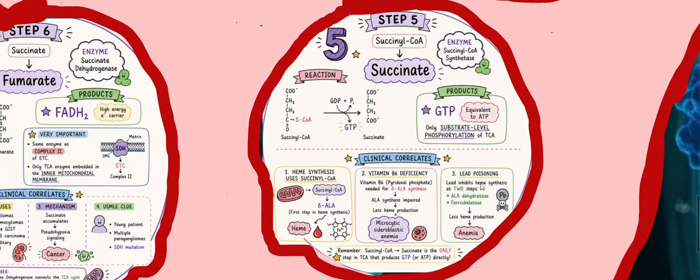And lead poisoning. Lead inhibits heme synthesis at two steps, at the dehydratase step and the ferrochelatase. So there's less heme production. So this is very, very closely linked with heme production. Any deficiency in vitamin B6 will lead to a deficiency in the ALA synthase enzyme. Okay. So succinyl CoA synthetase is the only step in the TCA cycle that produces GTP or ATP directly.